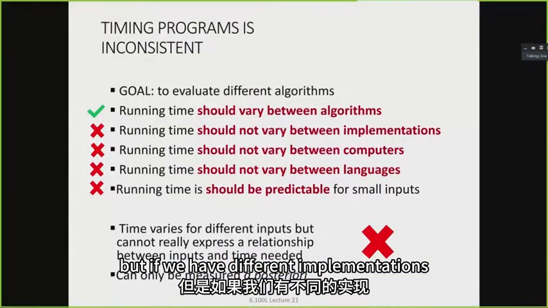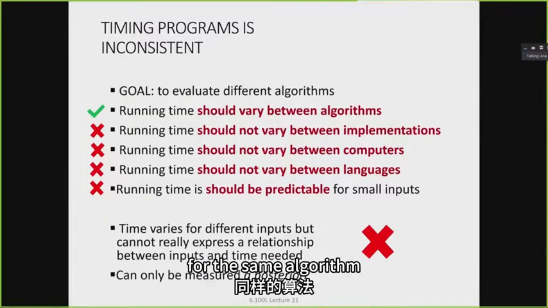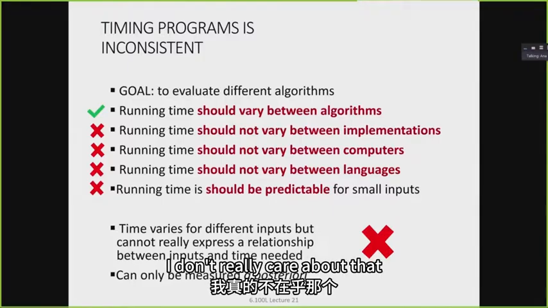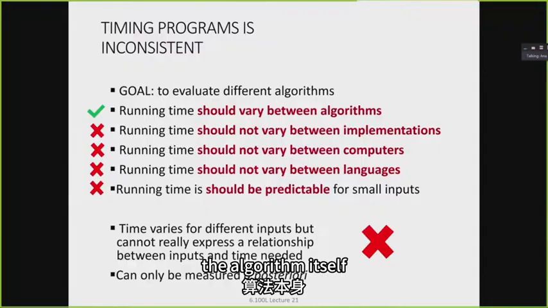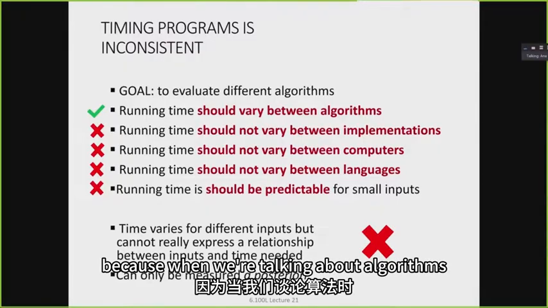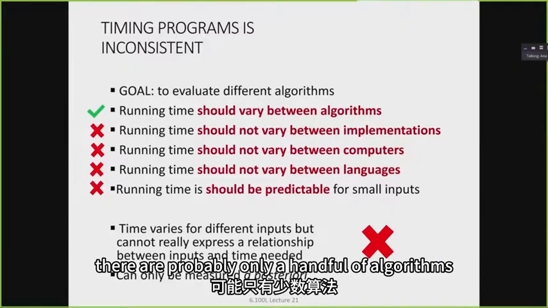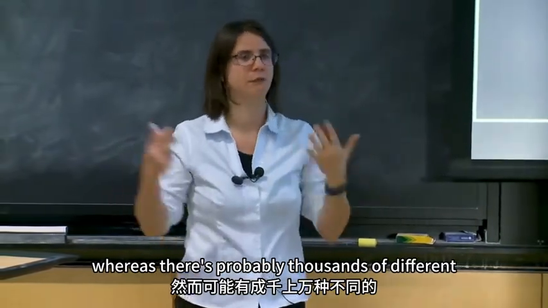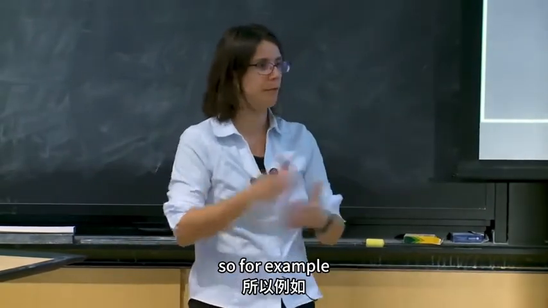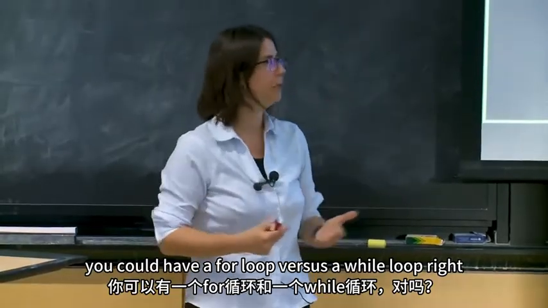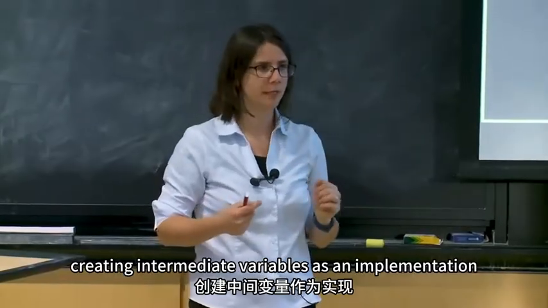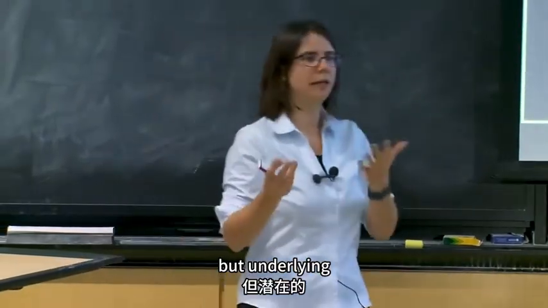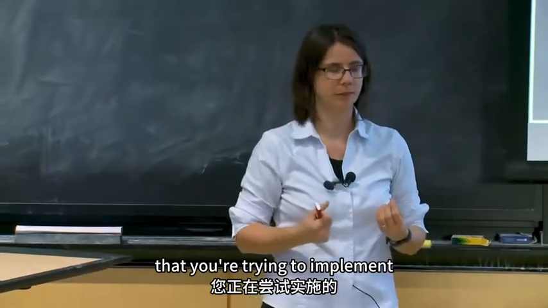But if we have different implementations for the same algorithm, that's also going to give us different timings. And in the long run, I don't really care about that. What I would really like to evaluate is just the algorithm itself. There's probably only a handful of algorithms out there that we can apply to a given problem, whereas there's probably thousands of different implementations. For example, you could have a for loop versus a while loop. You could create intermediate variables, or you could have a list comprehension version. But underlying all that is just some algorithm that you're trying to implement.